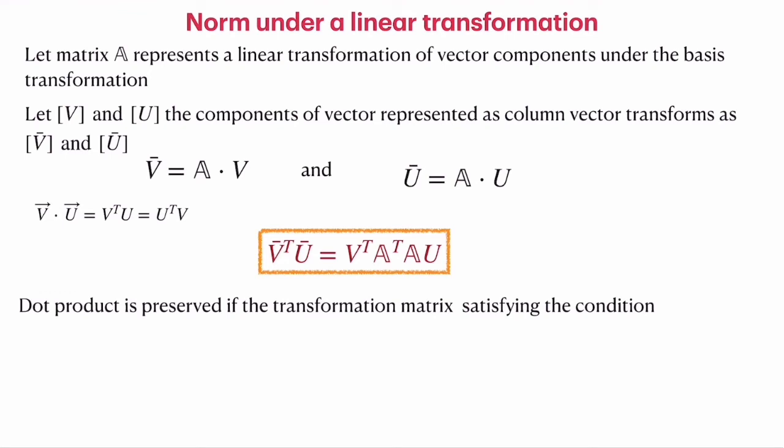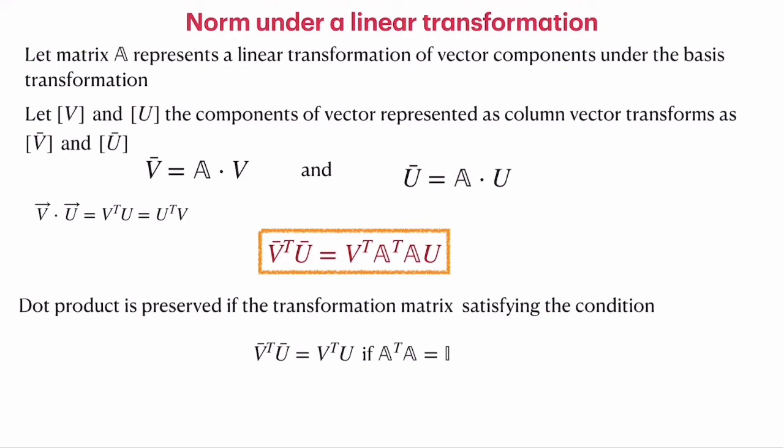If a transformation preserves the dot product, then the transformation matrix should satisfy the condition that A transpose is its own inverse, or A transpose times A must be the identity matrix. So if this condition is satisfied, then the dot product between two vectors is preserved under such a transformation.